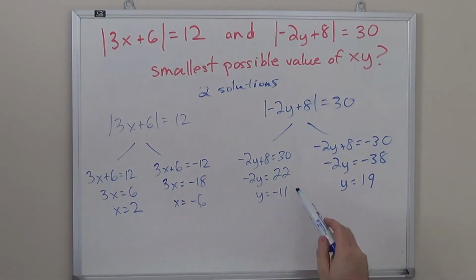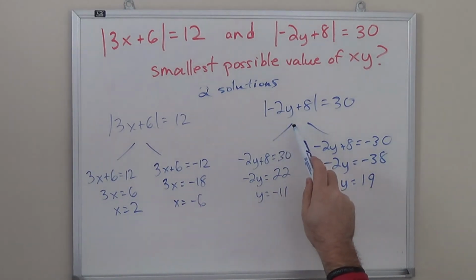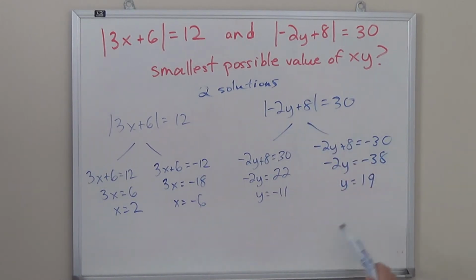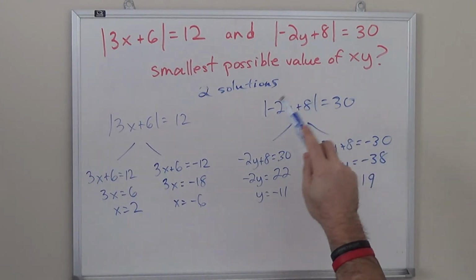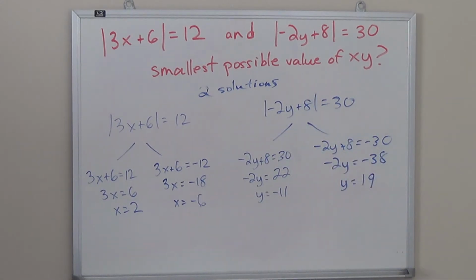Let's just check just to make sure. Negative 2 times negative 11 is what? Positive 22. 8 more is 30. That's good. Negative 2 times 19 is negative 38. Negative 38 plus 8 is negative 30. The absolute value of that is 30. So we're pretty good here.